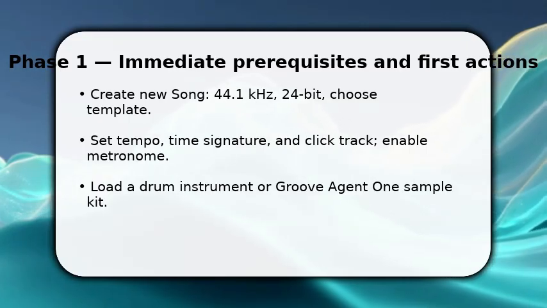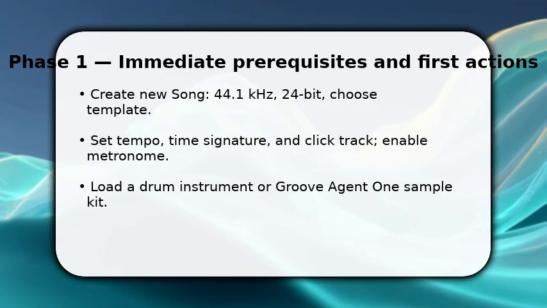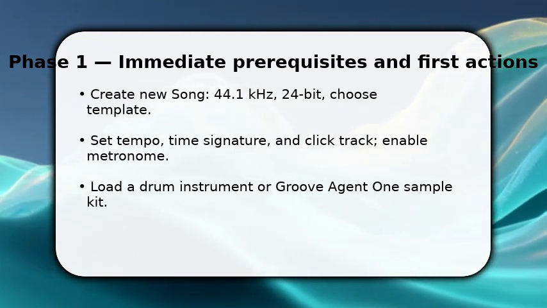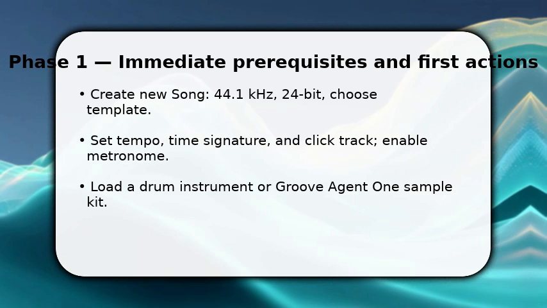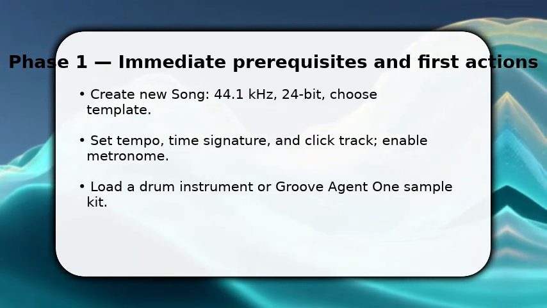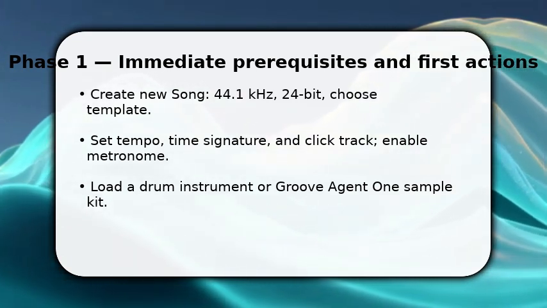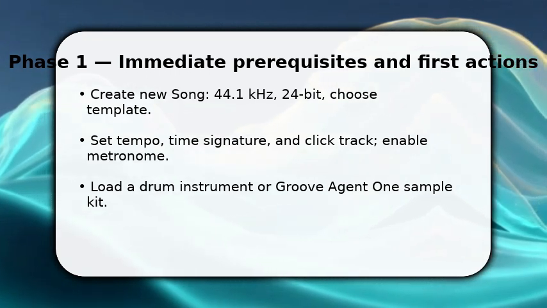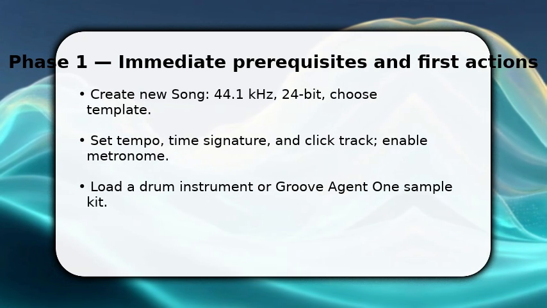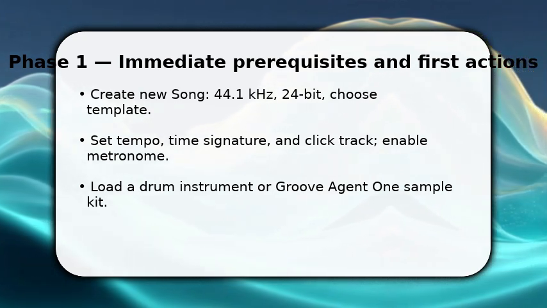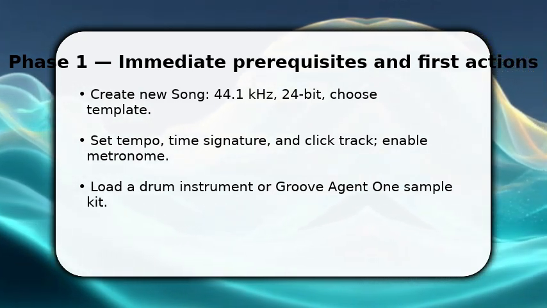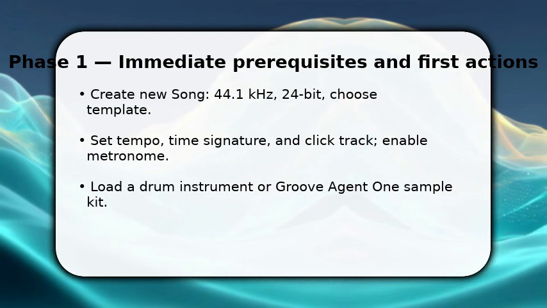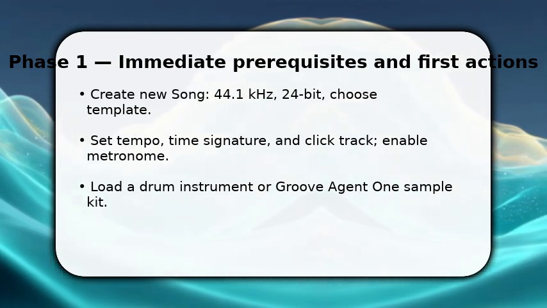You start a new song and set tempo and time signature. This anchors rhythm and feel. Choose 44.1 kHz, 24-bit for clarity, then load a drum instrument or sample kit so you can audition hits immediately. Once done, arm a MIDI or instrument track and route its output to the loaded drum plugin. Make sure the metronome is on and quantize is set to your working grid. This gets you producing beats right away, not lost in setup.